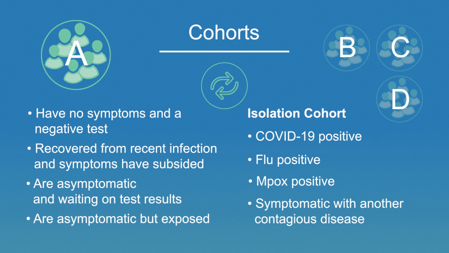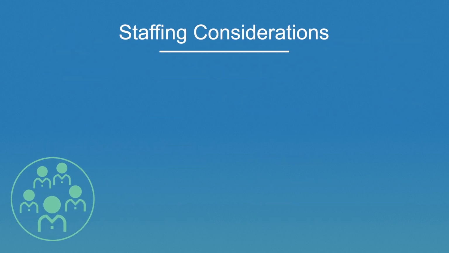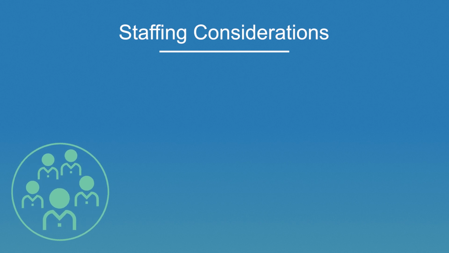Residents staying in the COVID-19 isolation cohort who are improving after 7 days from symptom onset or a positive COVID-19 test can rejoin Cohort A after day 7 if they have a negative viral test. Those who do not can stay in isolation for 10 days and return to Cohort A after day 10. Residents in an Mpox isolation cohort need to remain isolated until their rash fully heals and new skin growth has occurred.